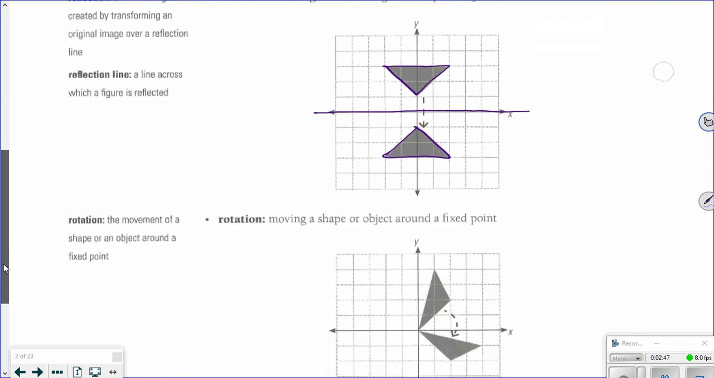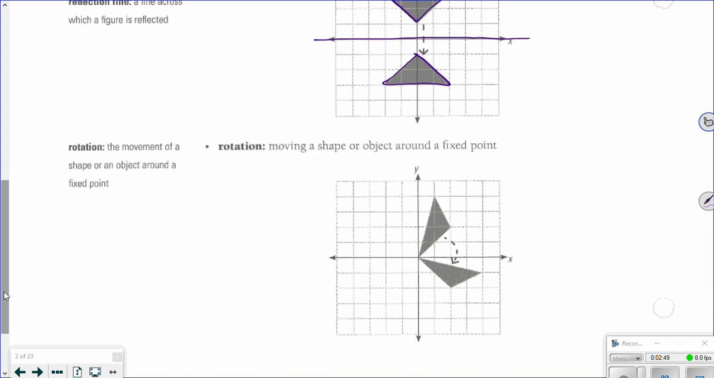Okay, then we have rotations. Rotation is moving a shape or an object around a fixed point. So if this was our center point, we're going to turn everything the same amount, and it creates our new shape, our rotation. It's as if we're spinning it around that center point.